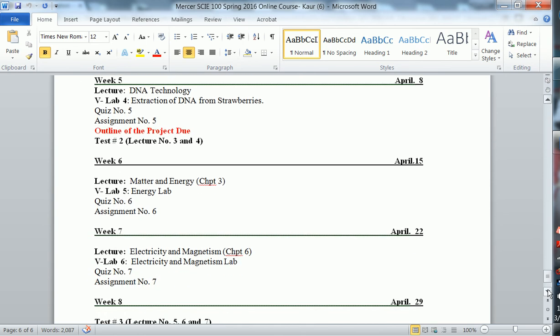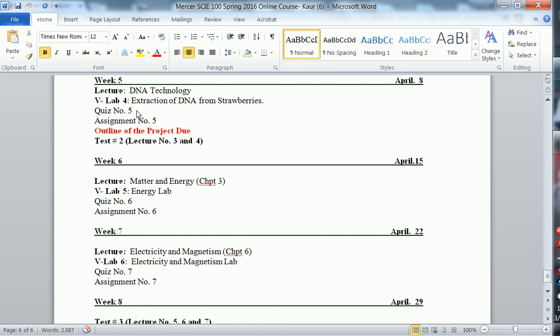Moving to week number 5, which is again a biology week. We are going to discuss DNA technology. We are going to discuss gene cloning, animal cloning, and stem cells. And in virtual lab number 4, we are going to extract DNA from strawberries.